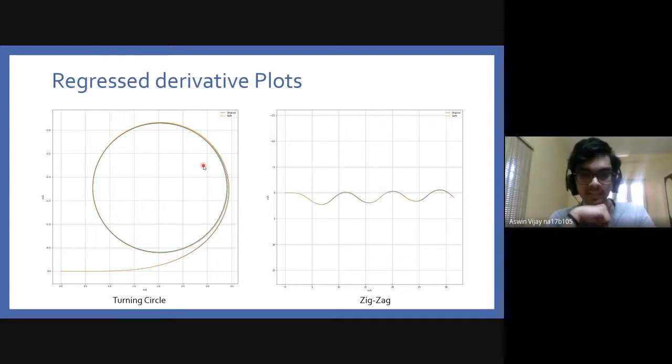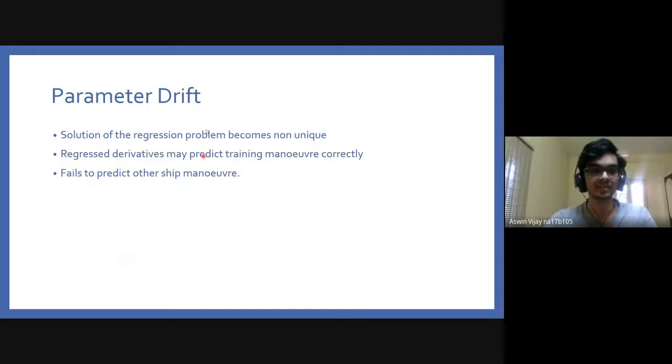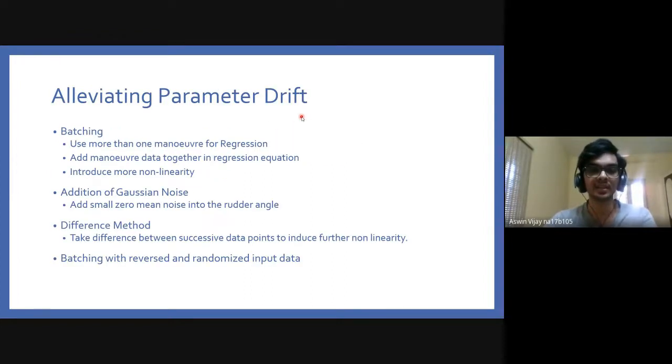So to get the correct solution, I'll need to employ some other techniques. During parameter drift, the solution of the regression problem becomes non-unique. So that is a major problem. For alleviating parameter drift, different methods are proposed, and these are the ones that I'm currently trying out. One is called batching, where I use more than one maneuver and add them up to make one new matrix. Another method is using Gaussian noise, addition of some noise.